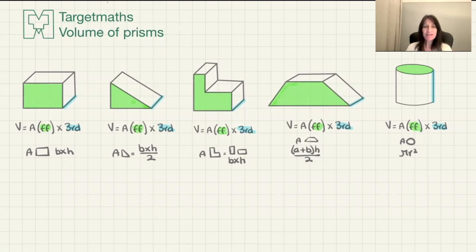What I've got on the screen at the moment is just a summary of how it looks, feels, and works, basically. So what we've got is the same formula for all of these shapes. It's the area of the front face, so this is the front face of my solid, multiplied by the third length. The length that made it 3D, that actually created the solid.